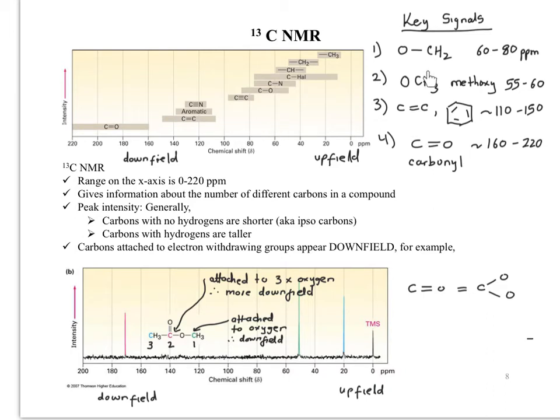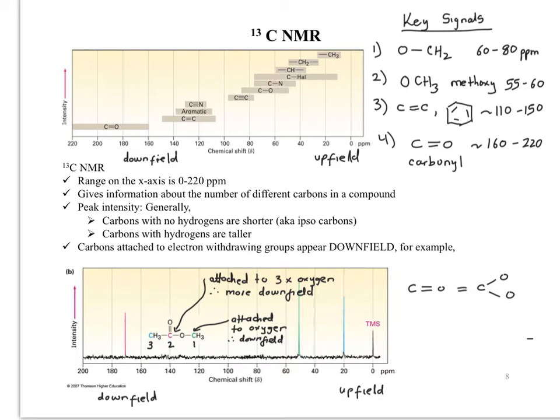Now this is a methoxy group. It's also attached to an oxygen, but it's a special group. So a carbon of a methoxy group, which is attached to an oxygen, very similar to this, but this is a CH2, this is a CH3, and this whole group is called a methoxy. This carbon here appears between 55 to 60.